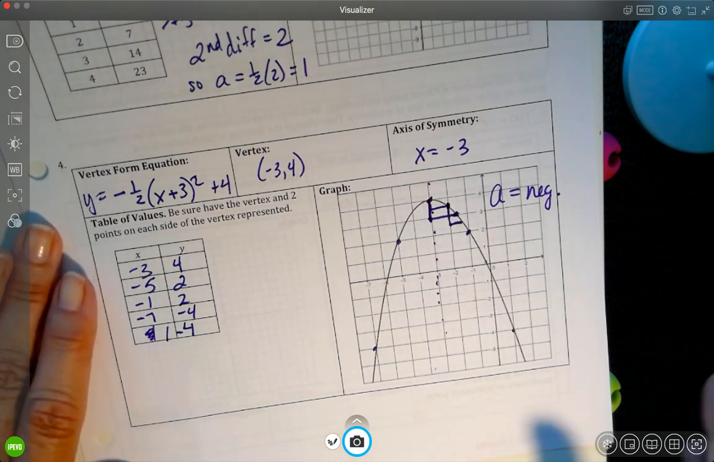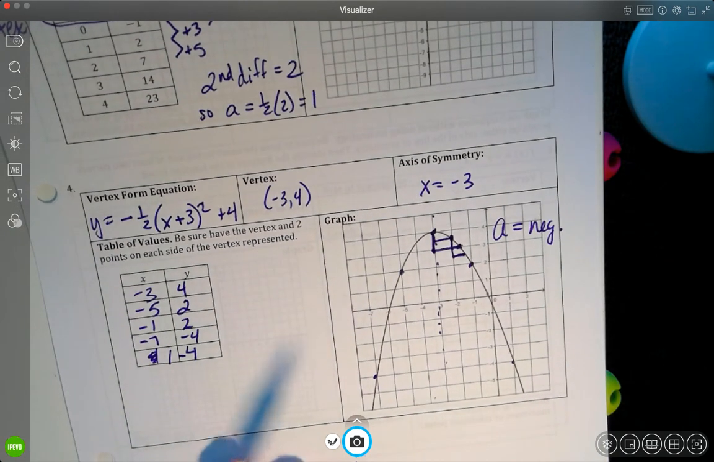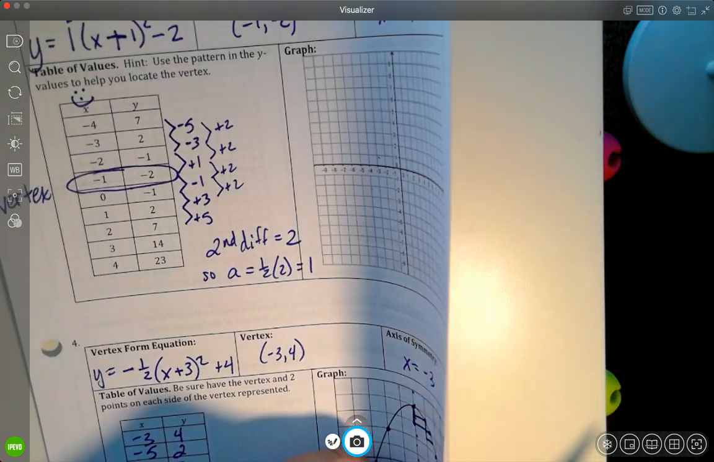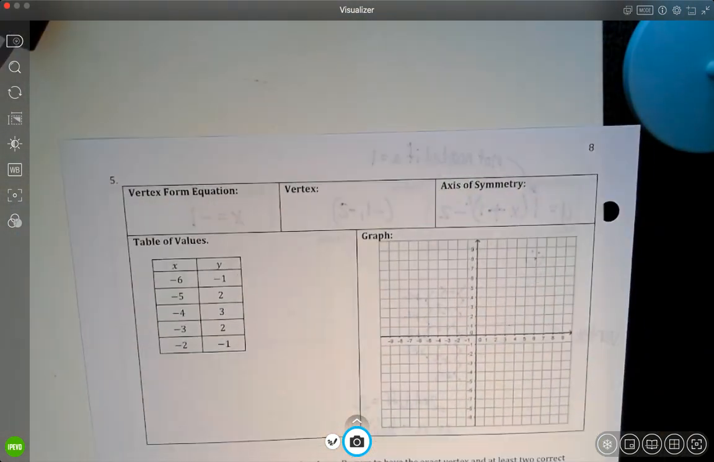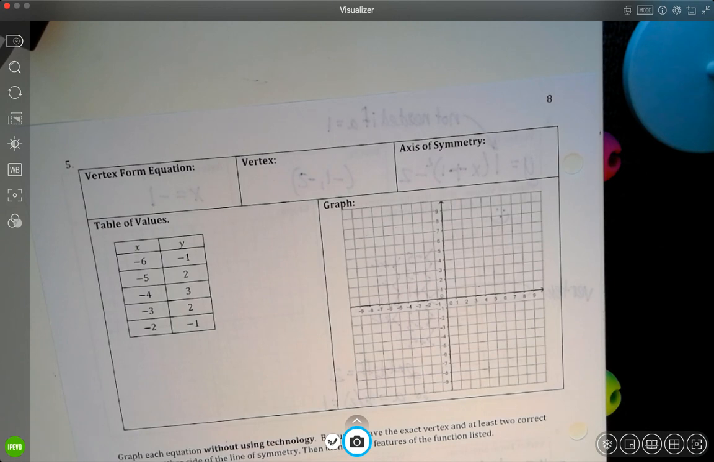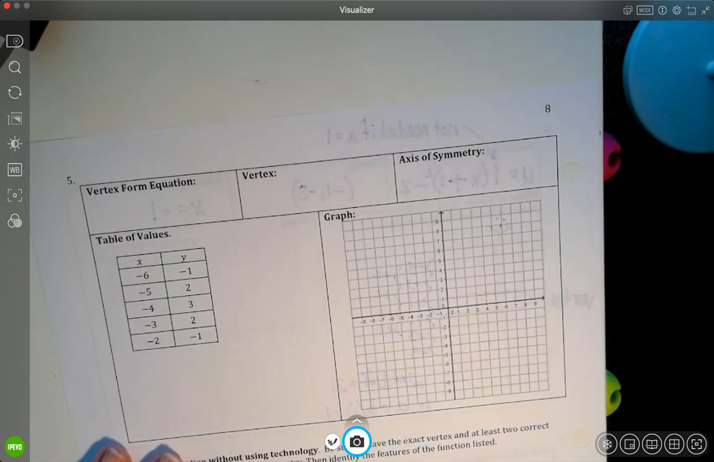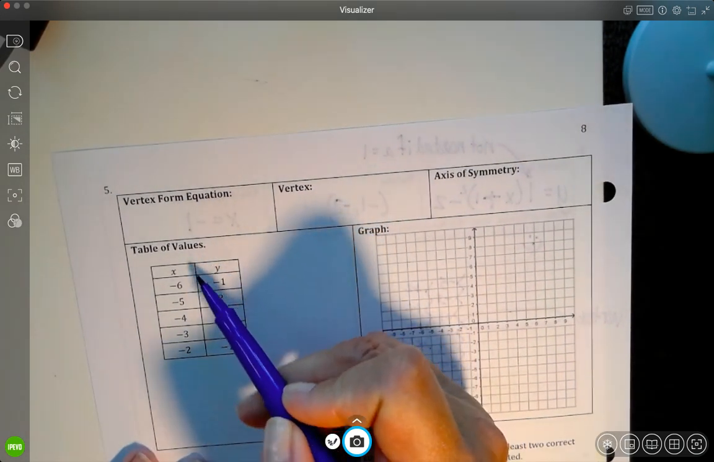Okay, so let's practice this again. Let's see what we're given next. On this one, we're given the table, and we have to find all the rest. This is good. It's in order, so that's good.